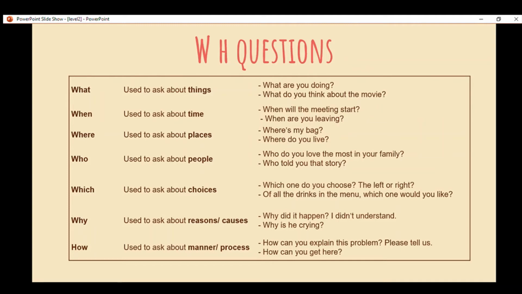Next is why. Why is used to ask about reason or causes. For example, why did it happen? I didn't understand. Next, why is he crying? And then the last is how. How is used to ask about manner or process. How can you explain this problem? Please tell us. Or how can you get there?